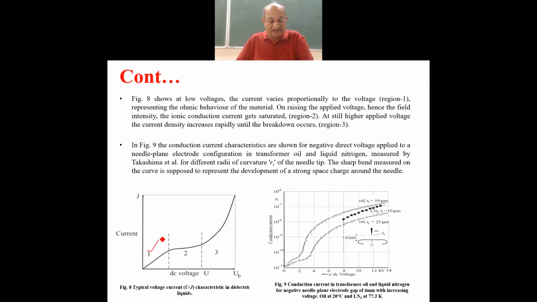The current varies proportionally to the applied voltage, and this region 1 is called the ohmic behavior. If the ohmic resistance caused by the dielectric is constant, as you increase the voltage, it follows Ohm's law and the conduction current increases almost, as you can see, as a straight line. But something different happens when you increase the voltage further.